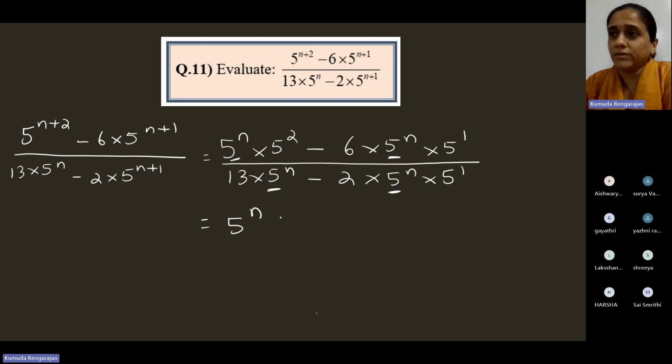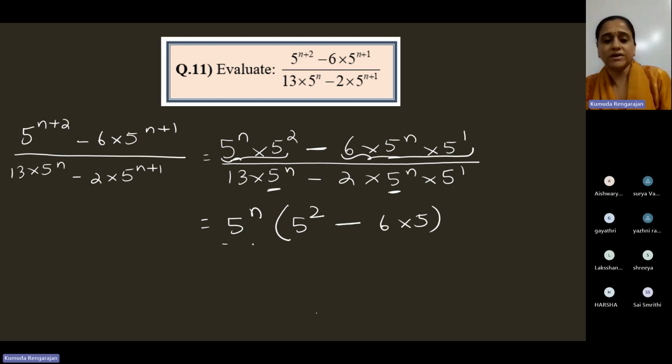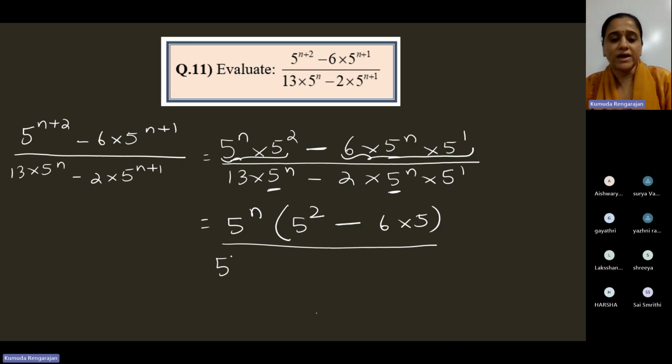So 5 to the power n common, open bracket. So this is the first expression. 5 to the power n is out common. So you'll have 5 square inside the bracket as the first term. Minus 5 to the power n is out common. See, this is the second expression. 5 to the power n is common. So in the bracket, you will have 6 into 5, divided by 5 to the power n common.